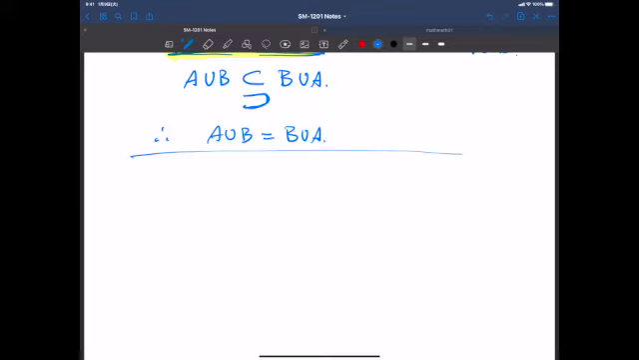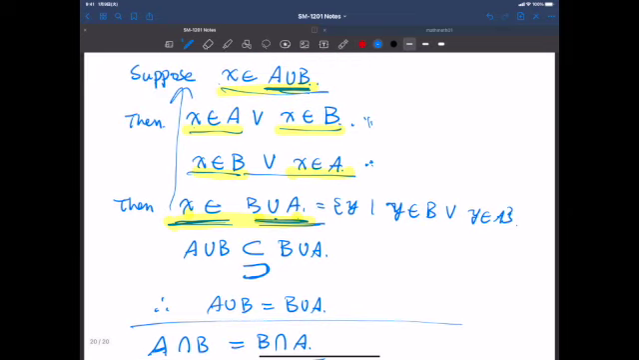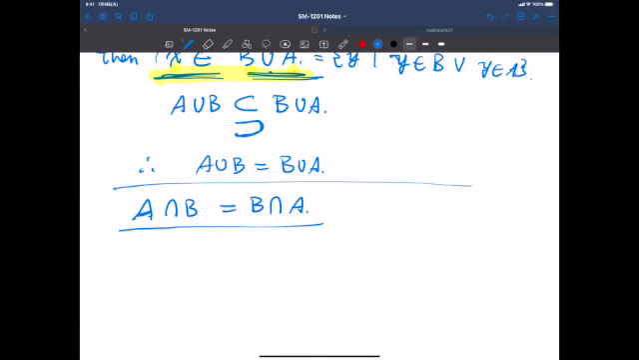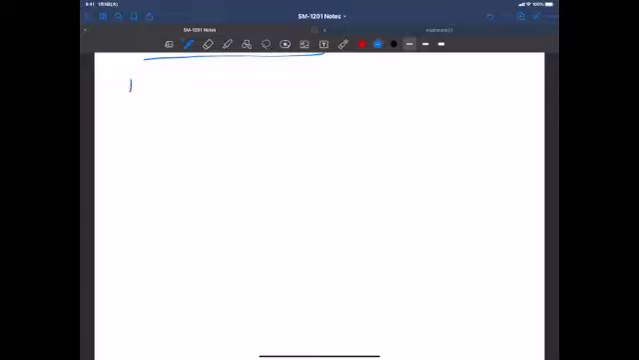So next, we want to prove A ∩ B is equal to B ∩ A. But the way we prove this is very similar to the previous case, so I leave it as an exercise. Okay, that's it. The next lemma is about associativity.